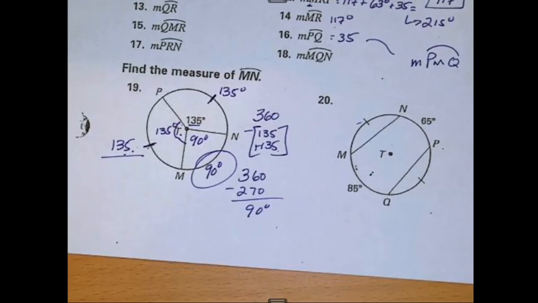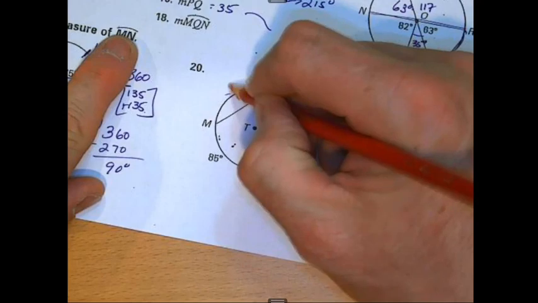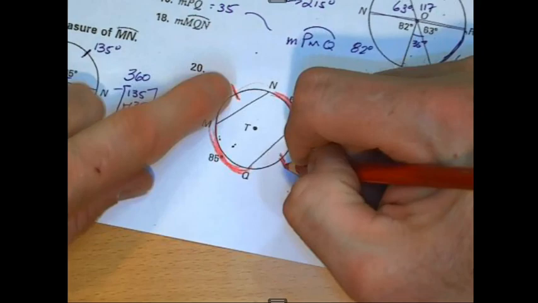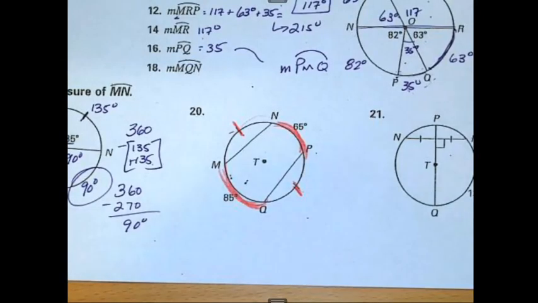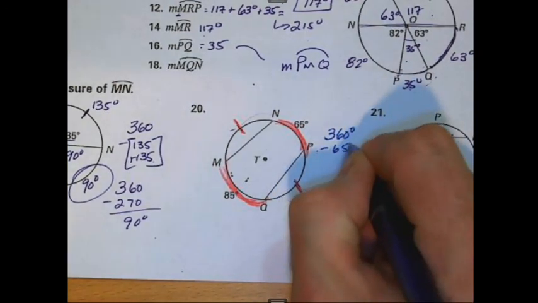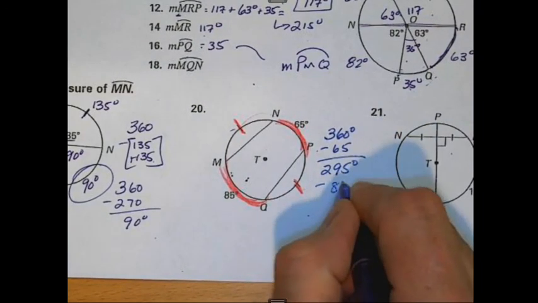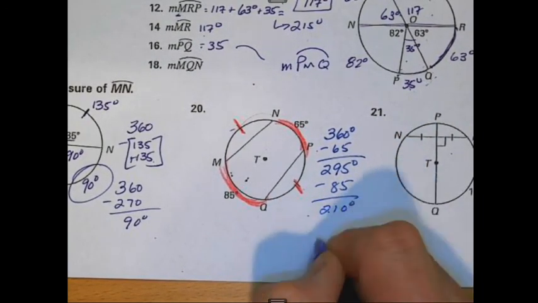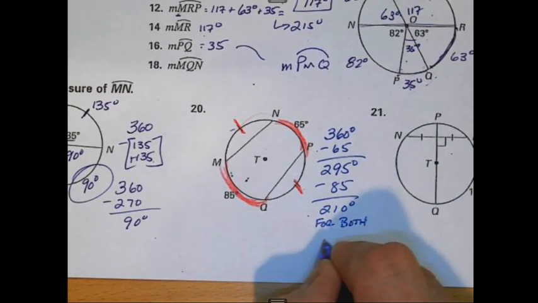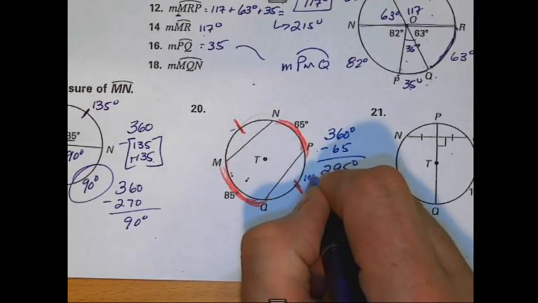Okay. All right, over here, MQ, or MN, I want to find MN. So notice this is equal to this. I have this arc, I have this arc, and these two arcs are the same. Those two arcs being the same means that the whole circle is 360. If I subtract 65, I get 295. And then if I subtract 85, I get 210. This is for both, which means I have to divide that by 2. So each one is 105.